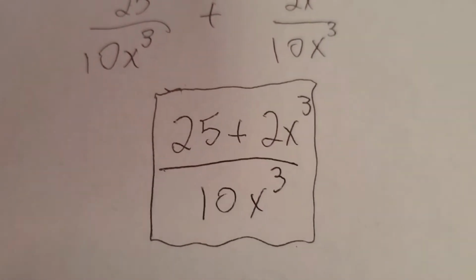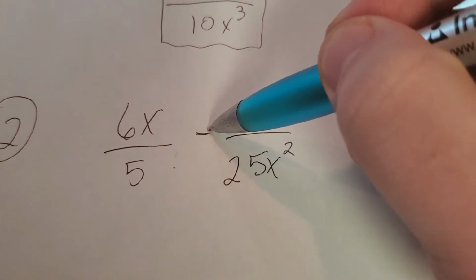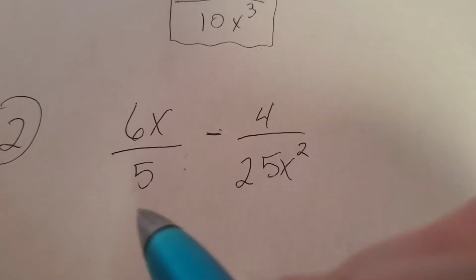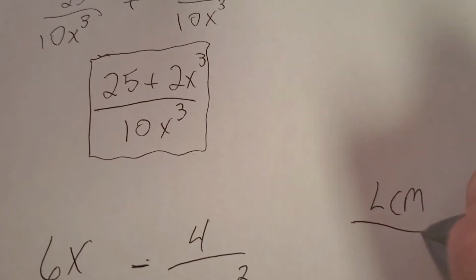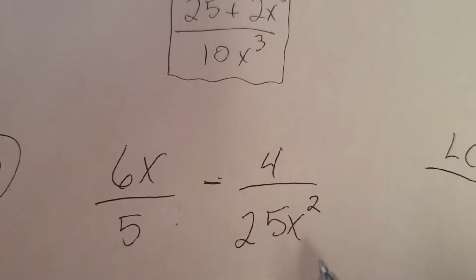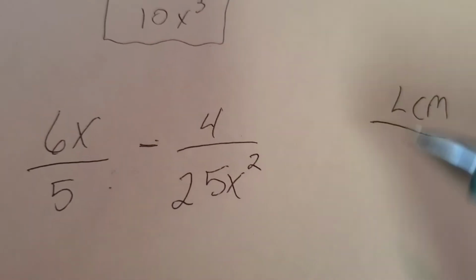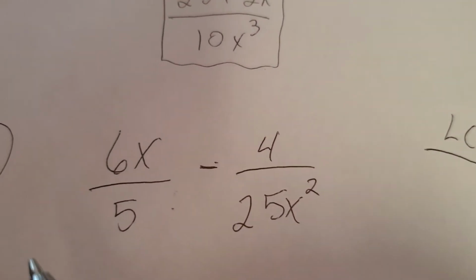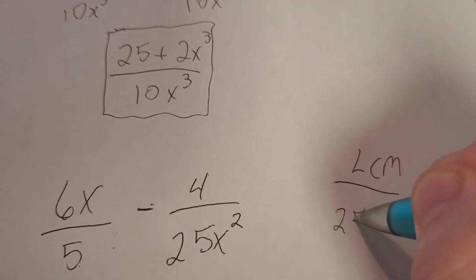All right, let's take a look at another example here. As you can see, I have a minus sign now, which means I need to have both denominators to be the same. So let's go over here. Let's mark down my LCM, your lowest common multiple. Now, if you multiply 5 by 25, you will get 125. No problem. You're just going to have to reduce when you're done at the end. But the lowest number that 5 and 25 can go into would be 25.